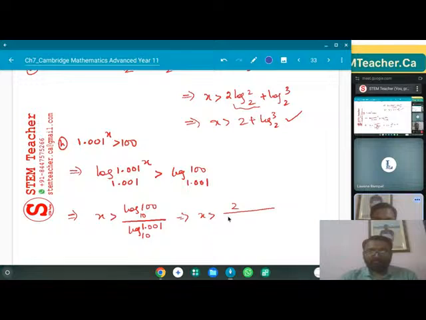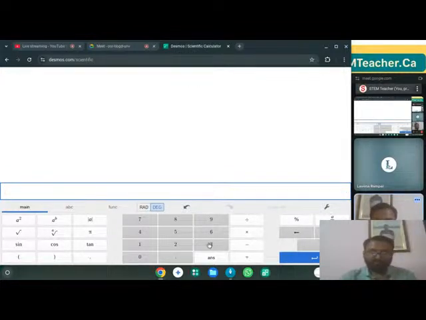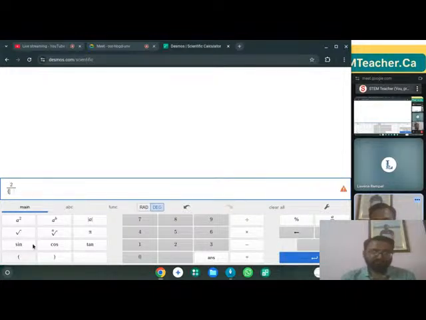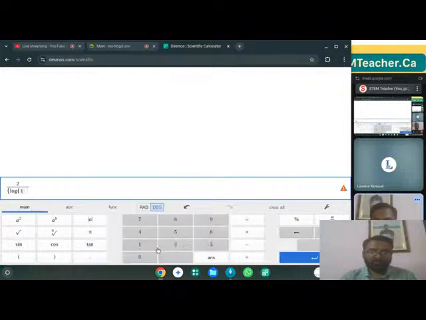Log 1.001 base 10. In the calculator you have direct values, by default log is base 10. In the scientific calculator, I have to do 2 divided by log 1.001.